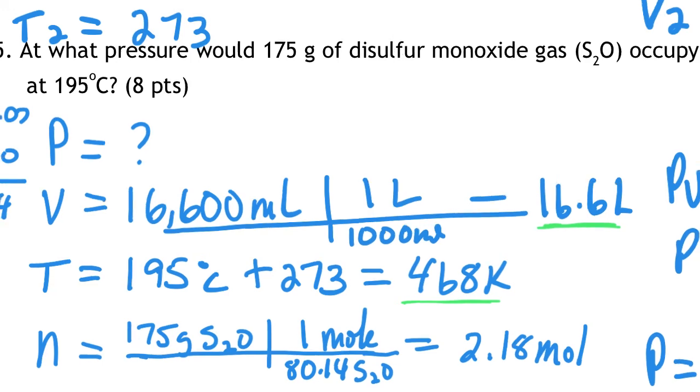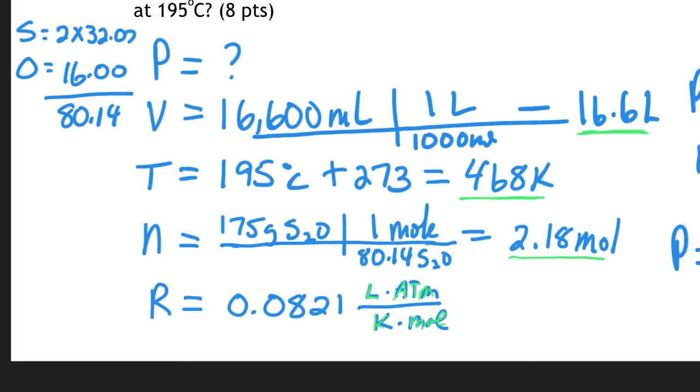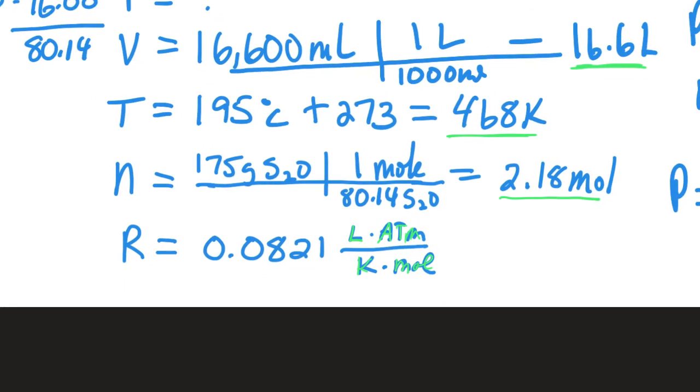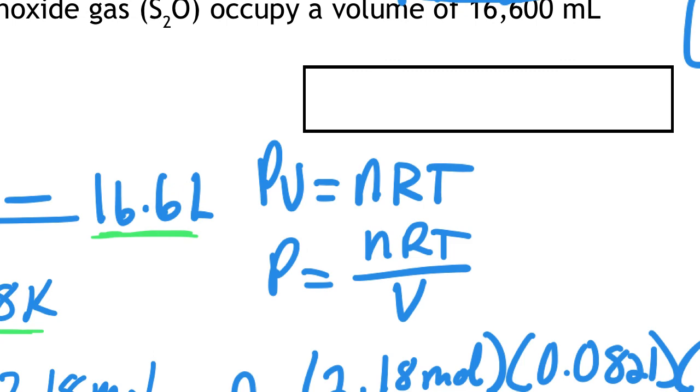Now for this one I need to have moles, right? I can't just have grams. So what you do is you're going to convert that to number of moles. When I convert that, I get 2.18 moles. Remember, you're going to have to figure out the molar mass right here and then put that into your conversion factor. Now I'm ready to rearrange my formula.